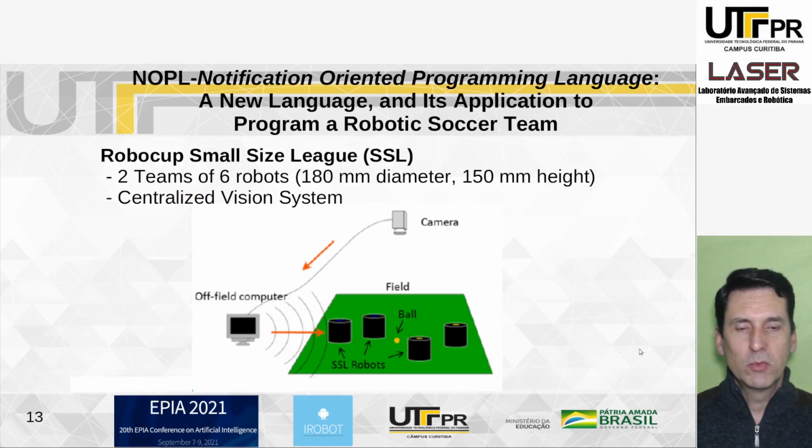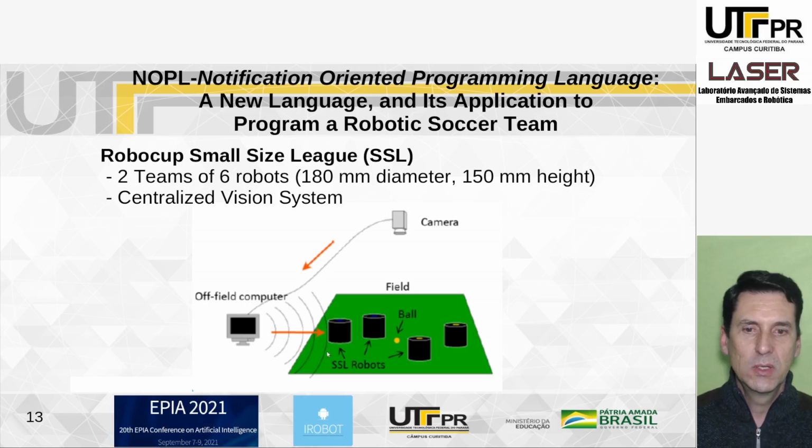Our experiments with this language were based on the small size league. We developed a complete control system for a team of 6 robots that are real robots with 180 millimeters in diameter, with a centralized vision system that sends the information about the positions of the robots and the ball to a central computer, and then replies this information to the computer that runs the team. And then this computer sends by wireless communication the commands to each of the robots of a team.